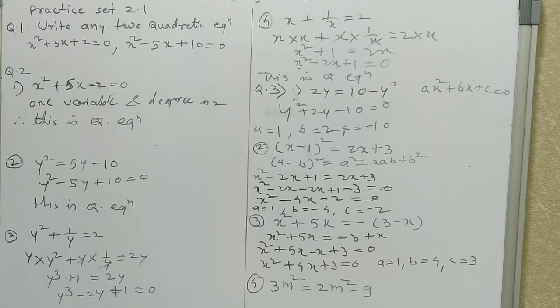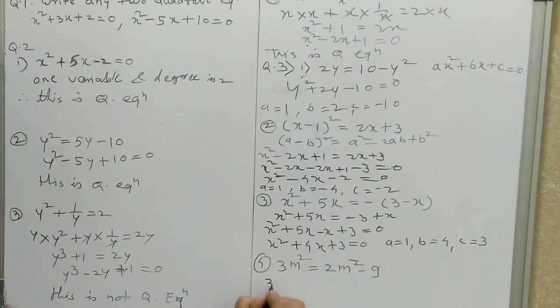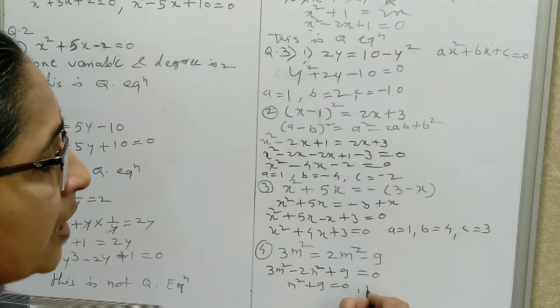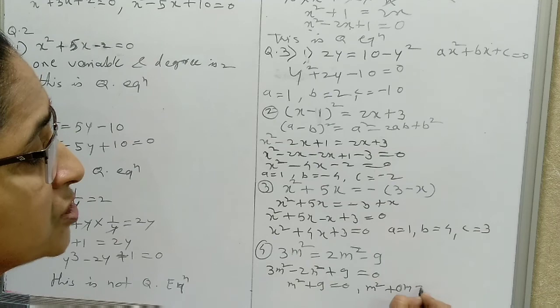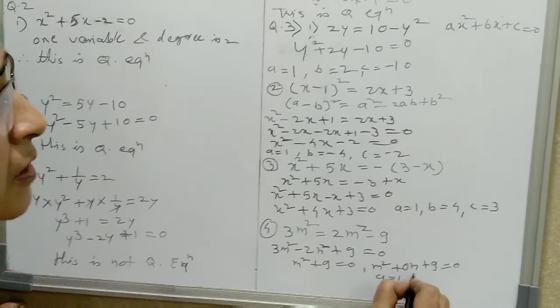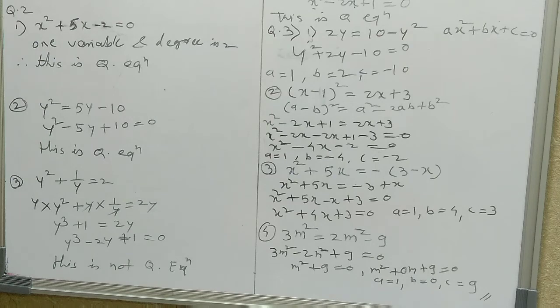Now last equation, see 3m square equal to 2m square minus 9. So 3m square, 2m square that side plus here minus, m square minus 9 becomes plus 9 is equal to 0. 3 minus 2m square plus 9 equal to 0. So we convert into standard form, that is m square plus 0m plus 9 is equal to 0, and the value of a is equal to 1, b is equal to 0 and c is equal to 9. This is our third question.